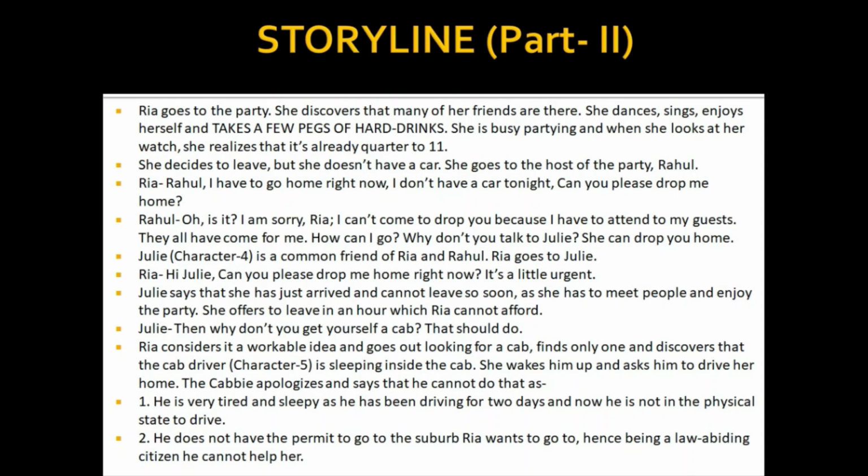So now here is character 4, that is Julie. Julie is a common friend of Ria and Rahul. Ria goes to Julie. So Julie is basically character 4 and she's a common friend of Ria and Rahul, and they all three of them know each other and are common friends.